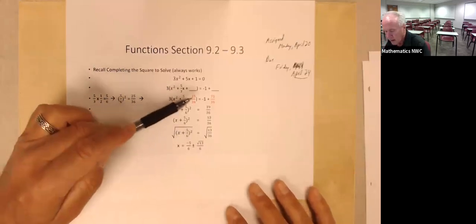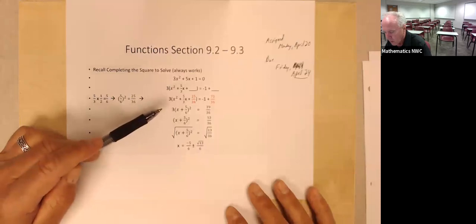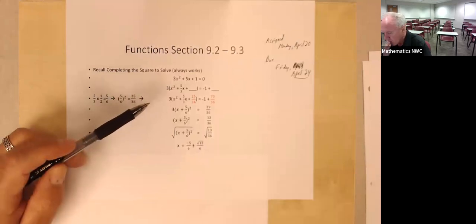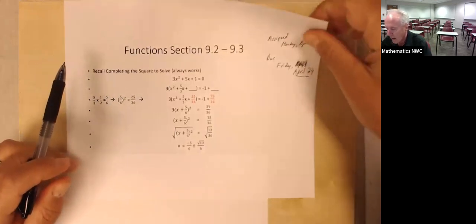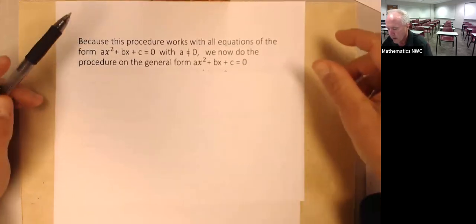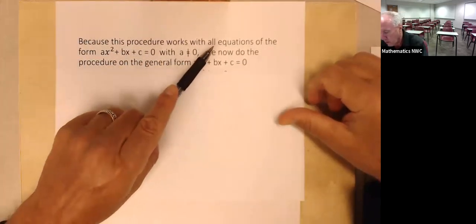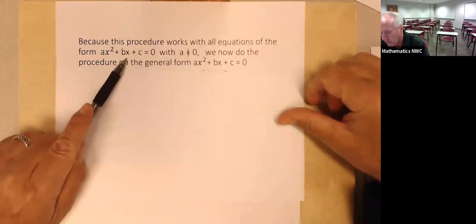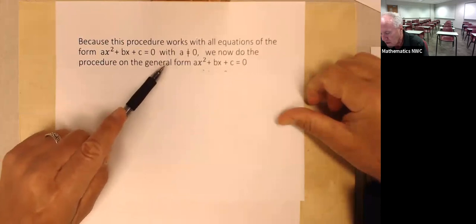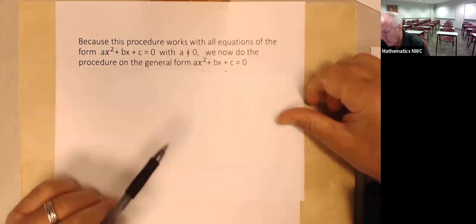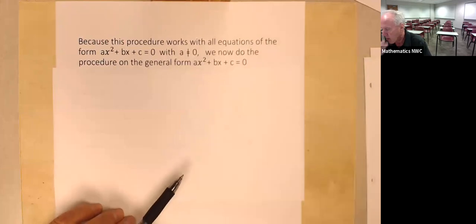Somewhat of a complicated procedure, not one that we would enjoy doing all the time. But we're going to do it just one time now in general form. The reason for that is because this procedure works with all those equations in that form, as long as a doesn't equal 0. We now do the procedure on the general form, ax squared plus bx plus c.